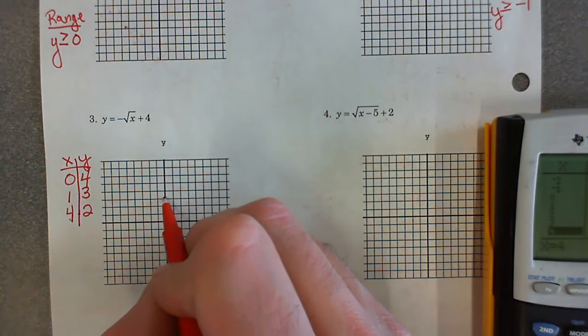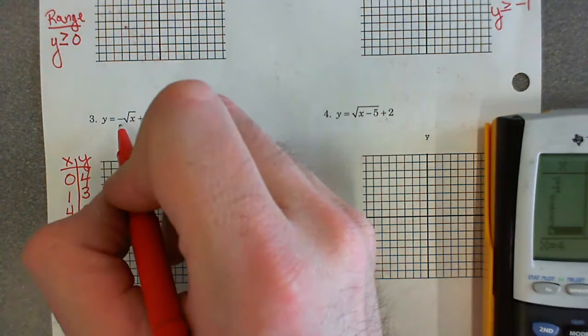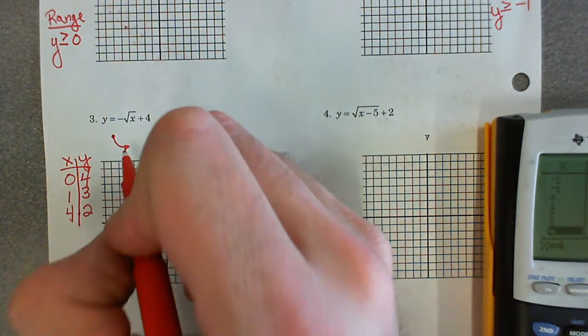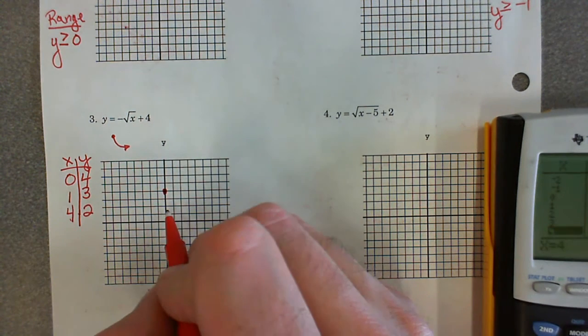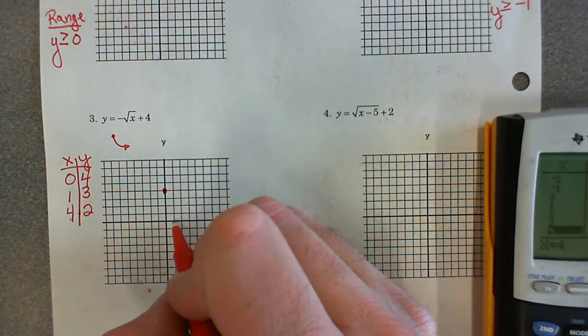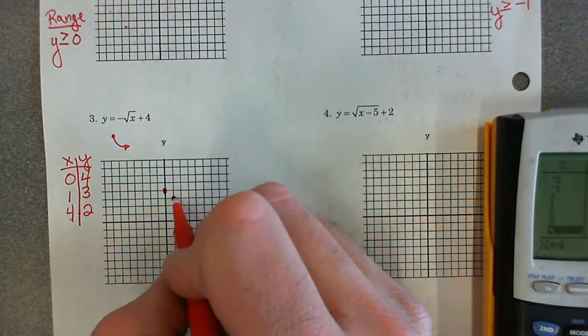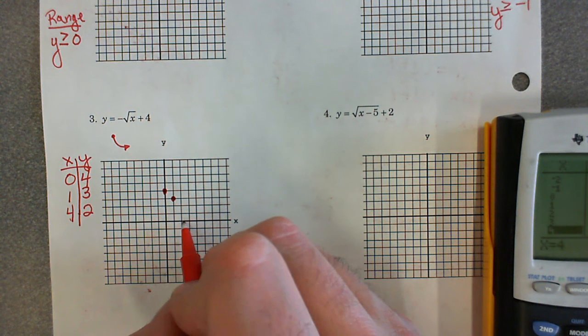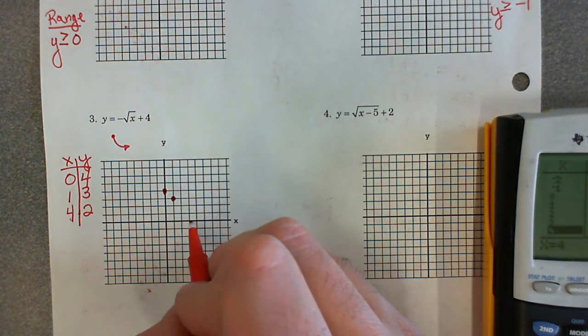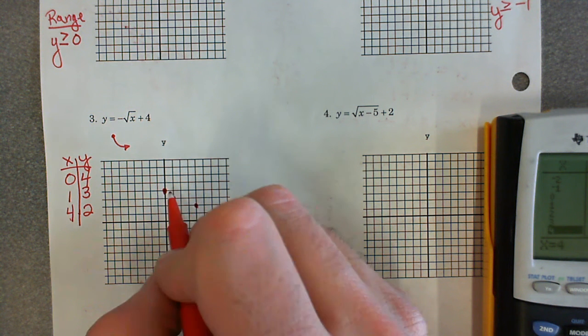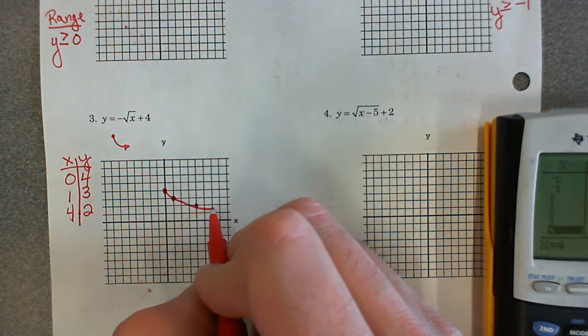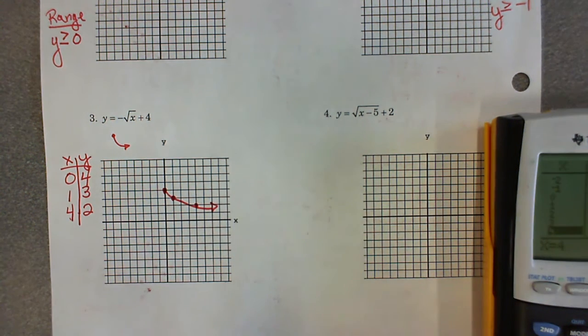0, 1, 2, 3, 4. Now, since it's negative, we know this thing's going to be heading downward. And let's see if that happens. We got the point 1, 1, 2, 3. Looks like it's heading that way. 1, 2, 1, 2, 3, 4, 1, 2. And here we go. Our function is heading downward.